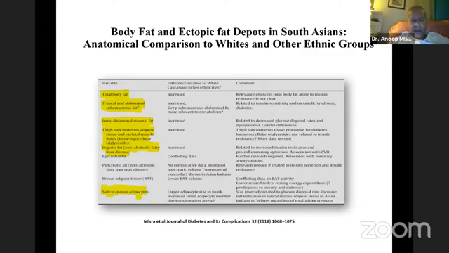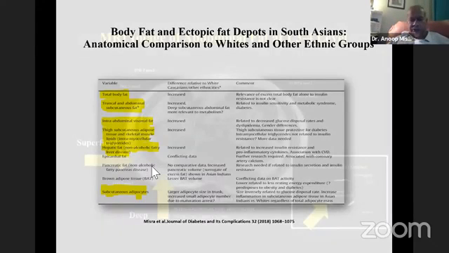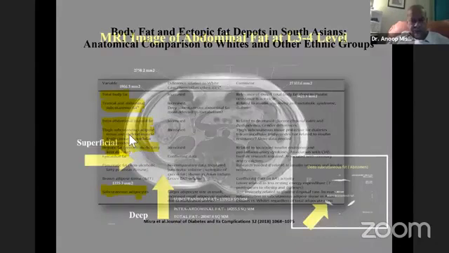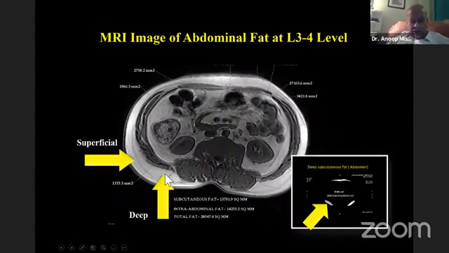But one thing which needs attention here is the deep subcutaneous fat. Now, this was referred to by Dr. Juneja. This is one of our publications, and the MRI at lumbar vertebra 3 and 4 has been taken from the publication. Now, look at the fascia here. In the subcutaneous fat, there is a fascia here, and this is superficial and this is deep. There is a great relevance to deep subcutaneous tissue, which is posteriorly located.